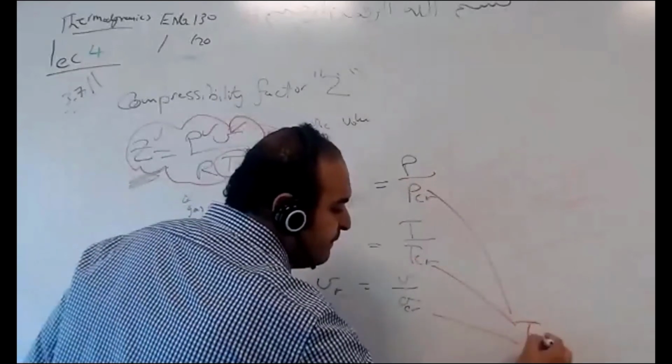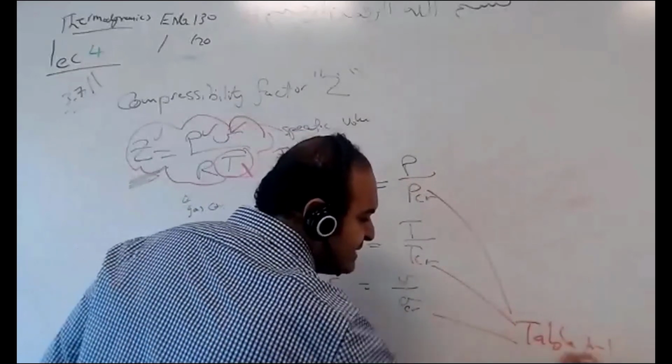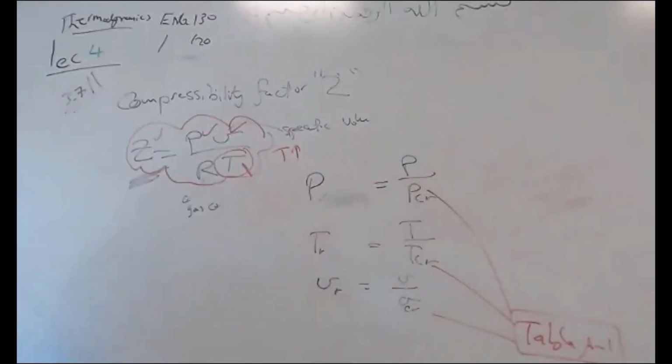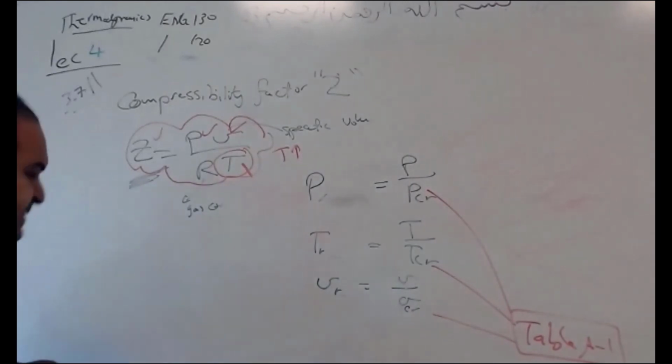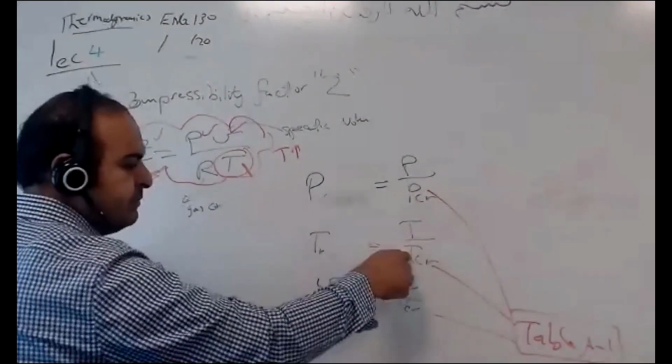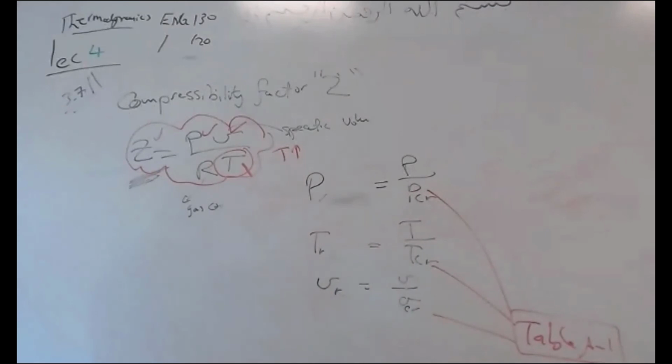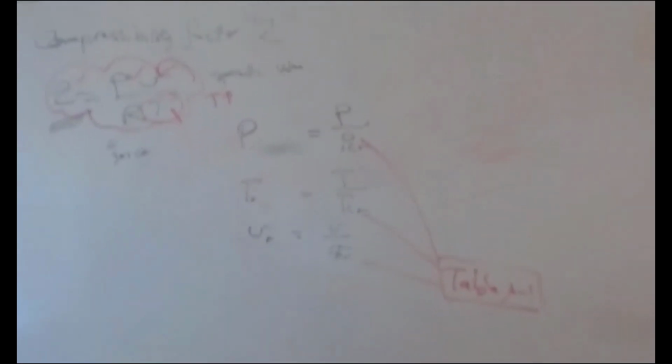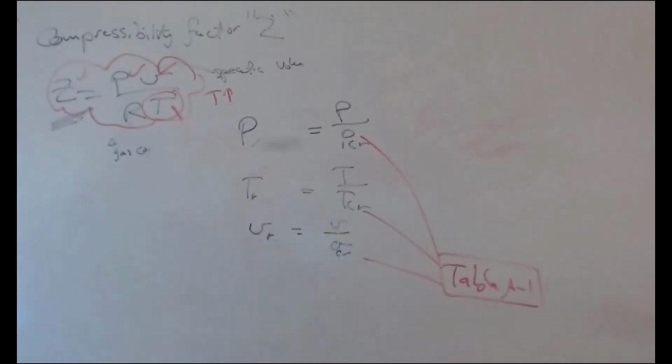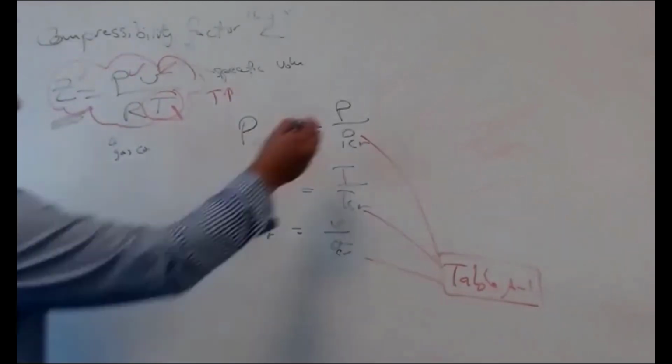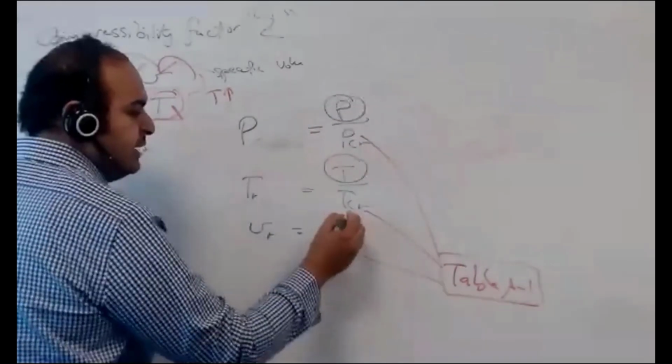So for any fluid, if you go to table A1 again, these values are given in table A1. Critical temperature, critical pressure, critical specific volume are given for any fluid in table A1, correct? Yes. So if I give you a state, I give you temperature and a volume.